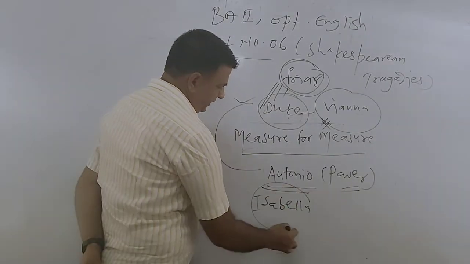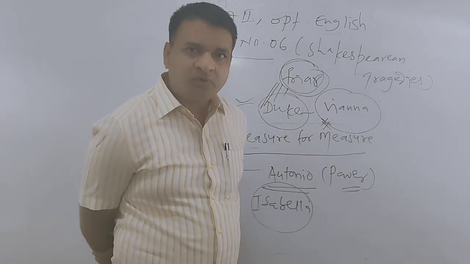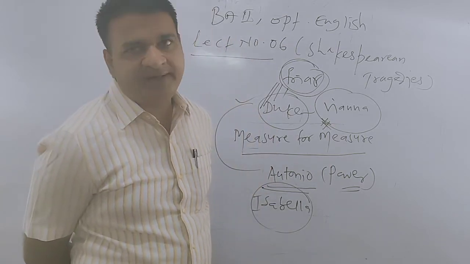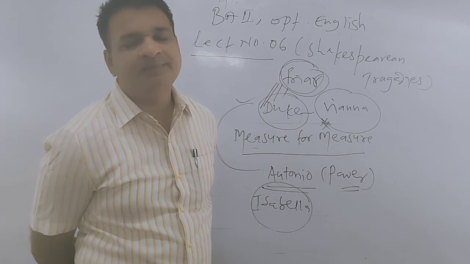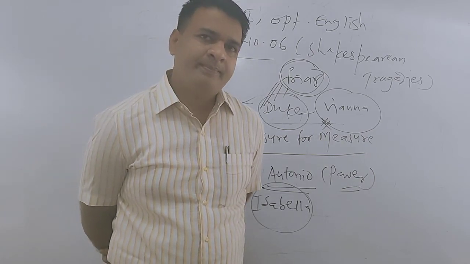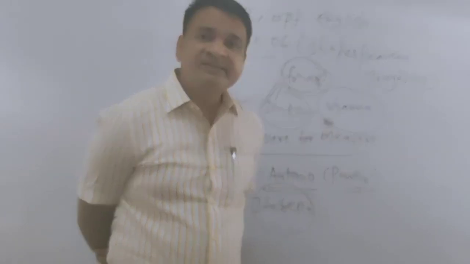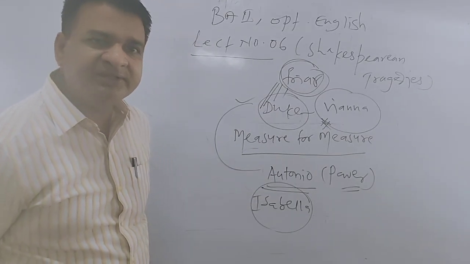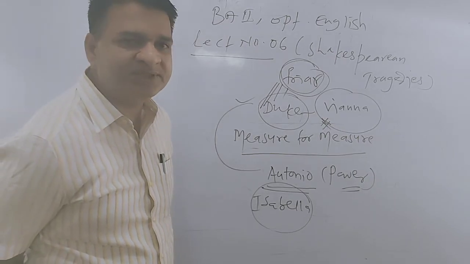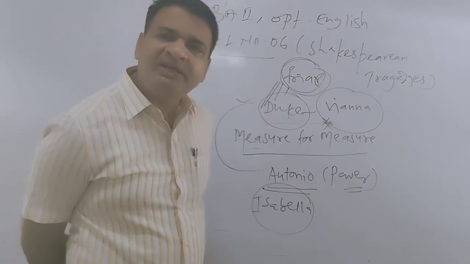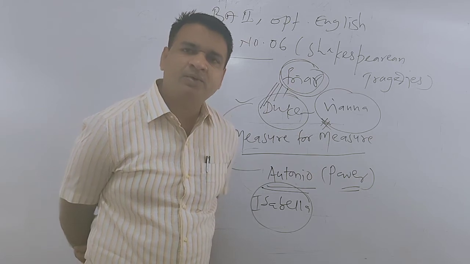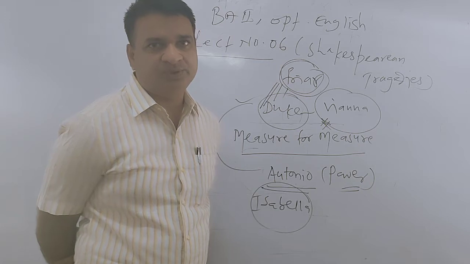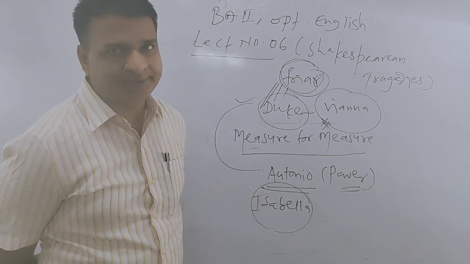When Isabella, the sister of Claudio, comes to know that her brother is going to be hanged... And what happened? Isabella was a nun, she was practicing in the nunnery, and very soon she was going to become a sister. She was going to give up family life, marriage, everything, to become a sister in the Christian mission. So she was away from humanity.